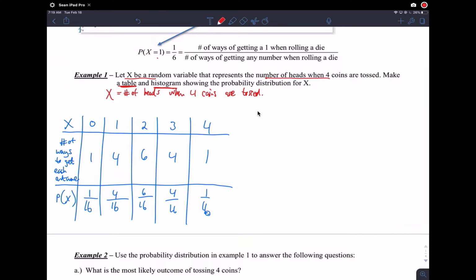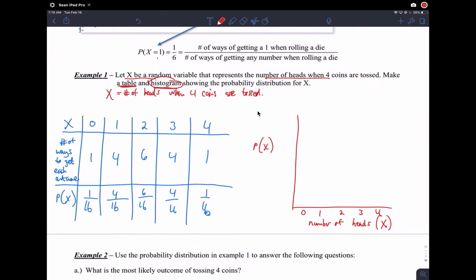In any case, a histogram has 2 axes, a vertical and a horizontal axis. And usually what you put on the bottom of the histogram is the outcomes of the probability distribution. So in our case, it will be the number of heads, or the values that X can take on. In our case, there were 5: it can be 0 heads, 1 head, 2 heads, 3 heads, or 4 heads.